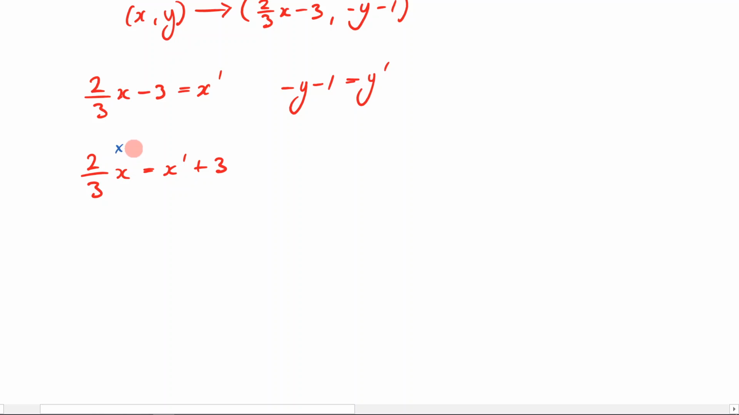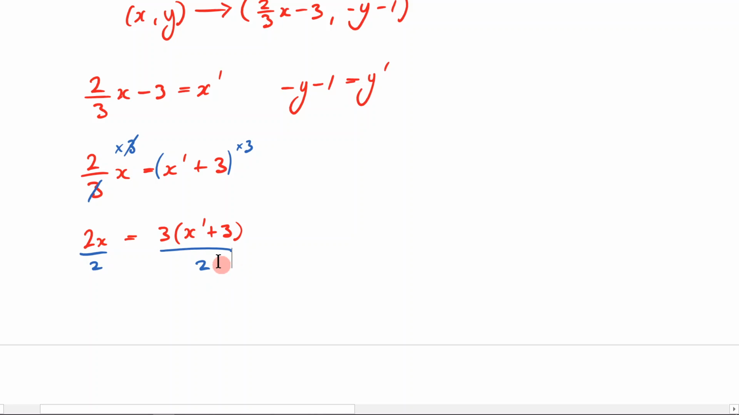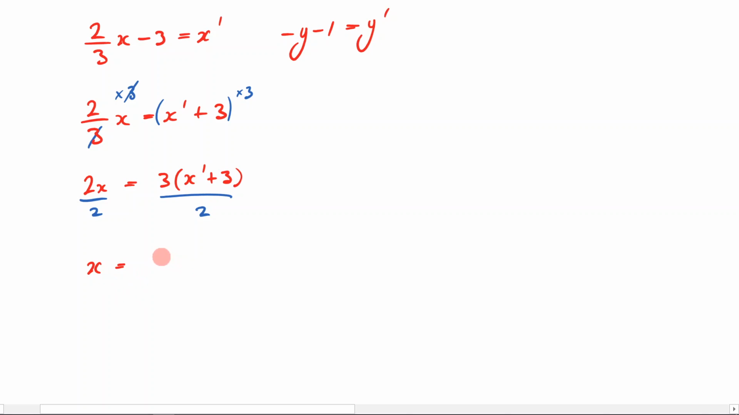I need to get rid of this 3, so let's multiply both sides by 3. And by doing so, those 3's are going to go away. And what I'm going to be left with is 2x is equal to 3x dash plus 3. And now I need to get rid of that 2, so I'm going to divide by 2. So I'm going to be left with x is equal to 3 on 2 x dash plus 3. As you can see, here I had 2 over 3x, and then when I brought it over, it's just the reciprocal of it, so you can kind of use that as a shortcut. That is one thing that I need.